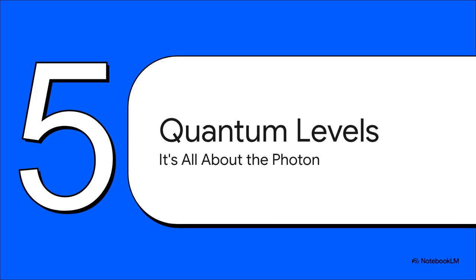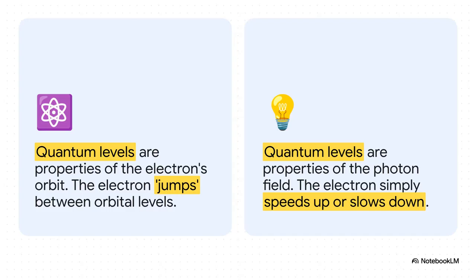Okay, get ready because this next part is maybe the most radical piece of his whole theory. It completely flips our understanding of what quantum levels even are. So the standard view we all know says quantum levels are a property of the electron. It jumps between these different orbital shells. But in Mathis's world, no. The quantum levels have nothing to do with the electron. They're actually properties of the photon field that surrounds it. The electron never jumps anywhere. It just speeds up or slows down in its one single orbit because of changes in that field.